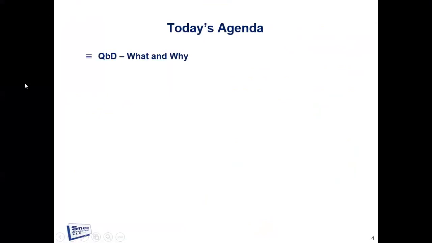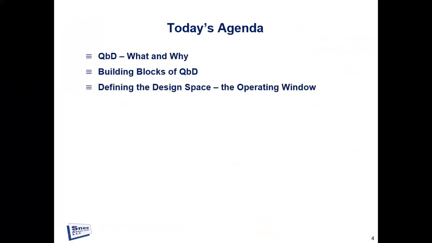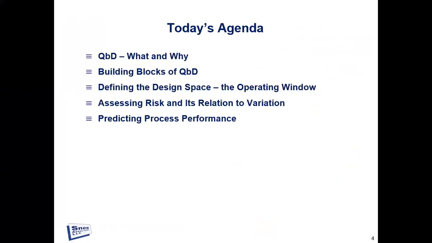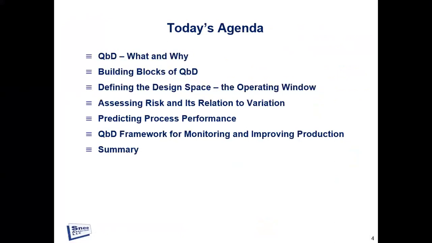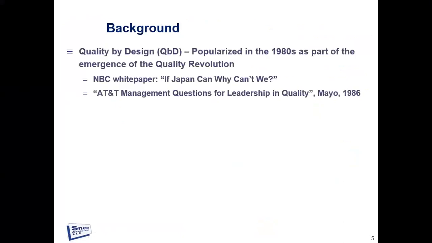Hey, there you go. Okay, so our agenda for today, we're going to talk a little bit about the what and the why of QBD. We're going to talk about the building blocks of quality by design. A lot of people get confused because there's different aspects to it. Hopefully these building blocks will help straighten some of that out. We'll talk about defining what is known in some worlds as the design space, in other words as the operating window. We'll talk about assessing risk and its relationship to variation, predicting process performance, and I'll share with you a quality by design framework for monitoring and improving production. I would like to think that this is almost a seminal framework. It's something that you don't see elsewhere, and then of course there'll be a summary, and I welcome your comments at the end and questions, and I'd like to help you out in any way I can.